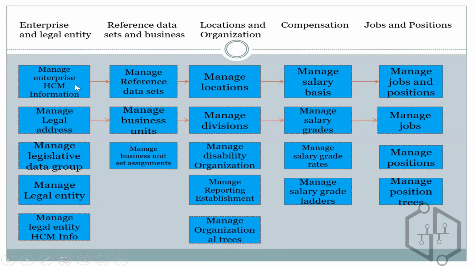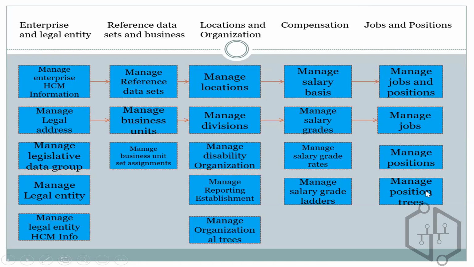So what are enterprise and legal entity? When we talk about legal address, we have legislative data group, legal entity, manage legal entity and HCM information. Reference data set: we have manage reference data sets, manage business units, and business assignments. Locations and organizations: we have to define the locations, divisions, disciplines, reporting, establishment, manage organization trees. Compensation: we have manage salary basis, salary grade rates, salary grade ladders. Jobs and positions: we have manage jobs, manage positions, manage position trees. All these things we are going to learn one by one.